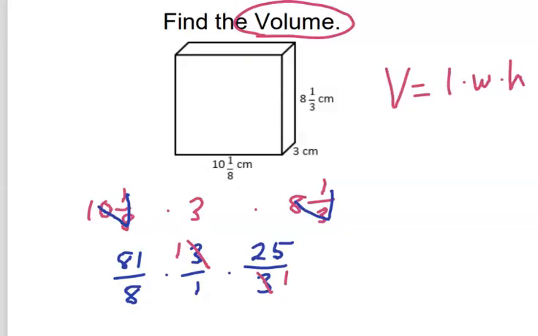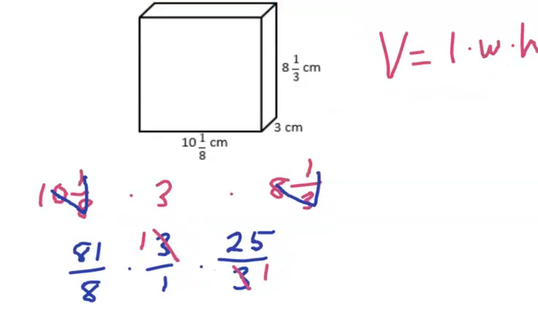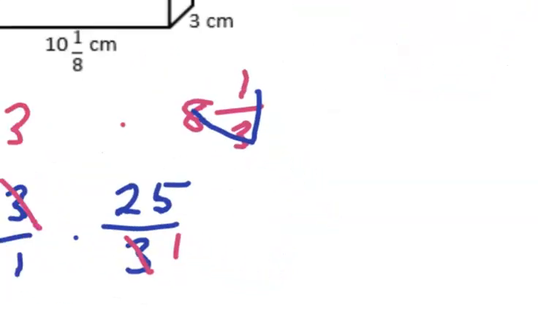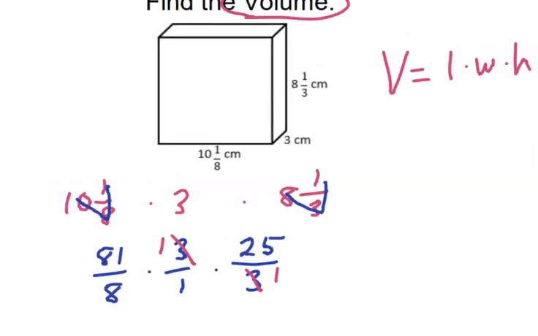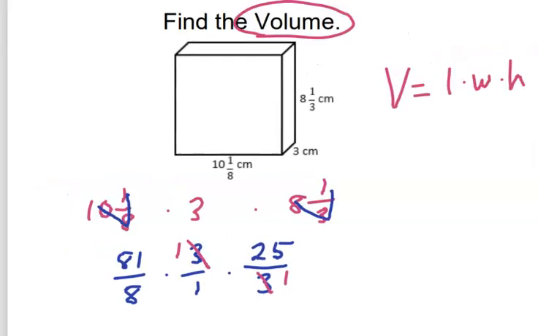We have 81 times 1, which is still 81, times 25, and that equals 2,025. Okay, and then down below in the denominator, it's just 8 times 1 times 1, which is just 8.